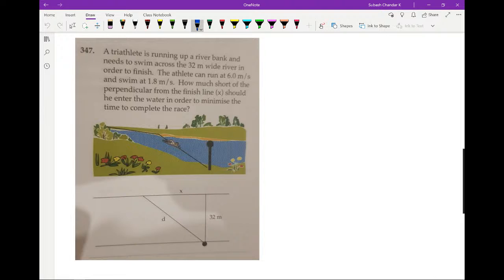Okay, let's see. If we get the swimmer, this is the start line. Let's say he goes x distance along the bank, then crosses over. That part there is what, 32? No, that's not going to work. I'm actually stumped on this one at this moment.